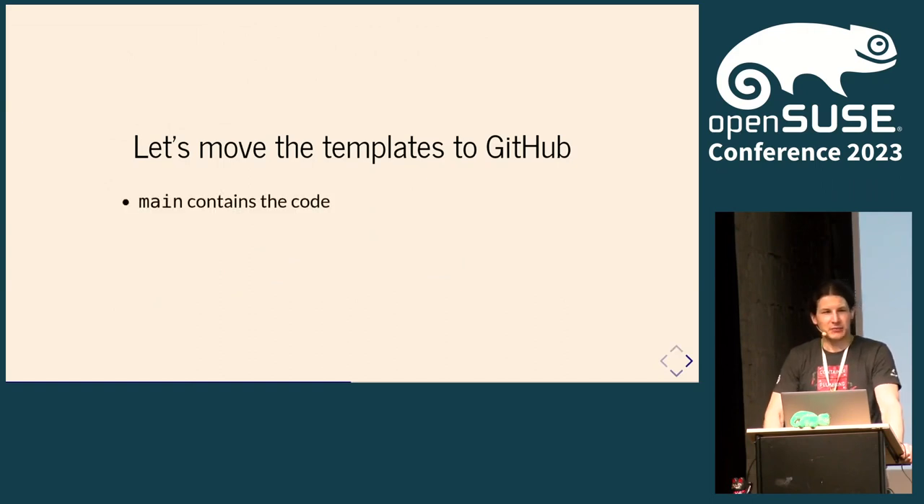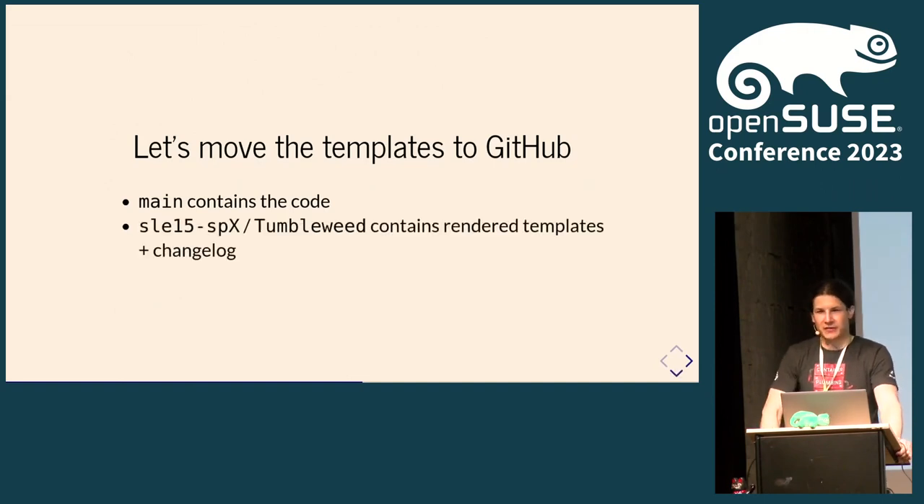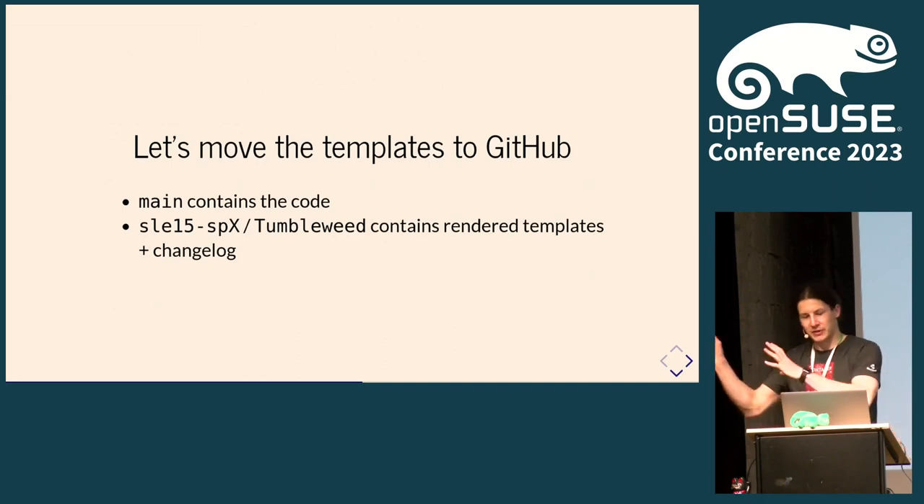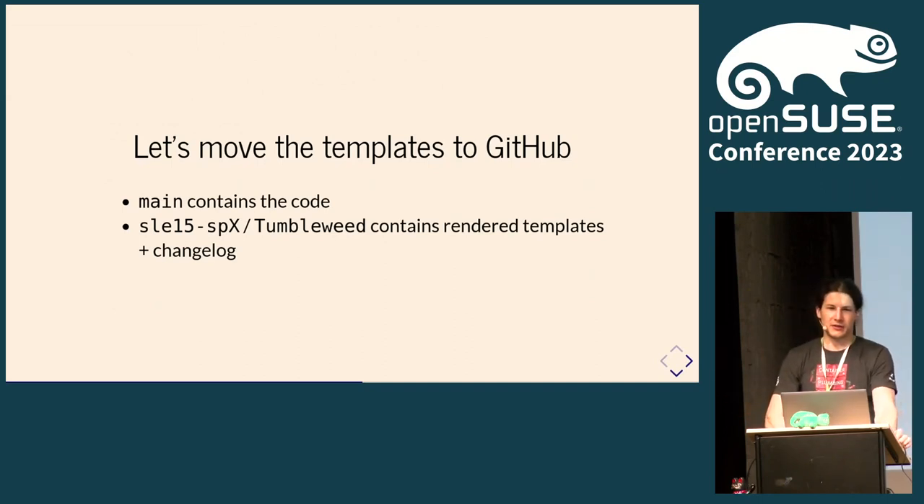We have a main branch that really contains all the code for the template generation for every single image that we have. And then we have what I call, creatively, deployment branches, where we just render out the template that's in there and also write in the fancy .changes files, which you all like.